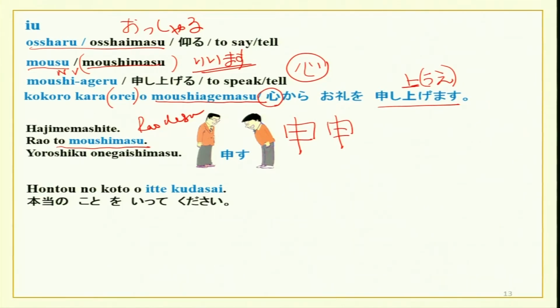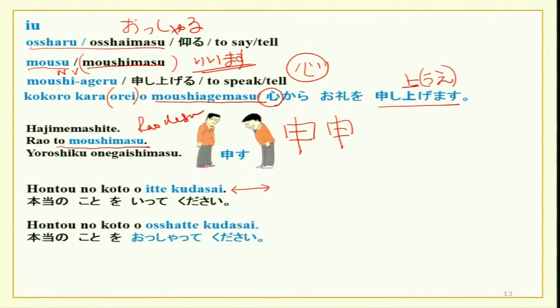Hontou no koto o itte kudasai. Please say what is the truth, the real thing. Please tell me. Please say it. Hontou no koto o osshatte kudasai. Please tell me, very, very polite. Somebody senior you are talking to, so osshatte kudasai. To a friend, itte kudasai.